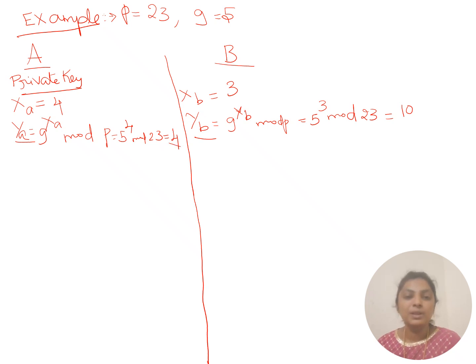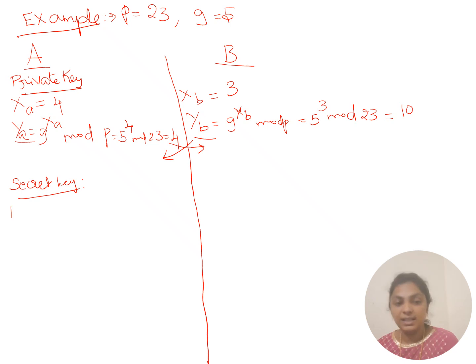Now both the parties will be exchanging these values. That is the important part. They are not exchanging the private key, they are exchanging only the public key. Now they both are going to calculate the secret key on their own. The secret key calculation formula is K equal to, just now we have got the public key of Bob, so with that YB and the private key of user A, mod P.